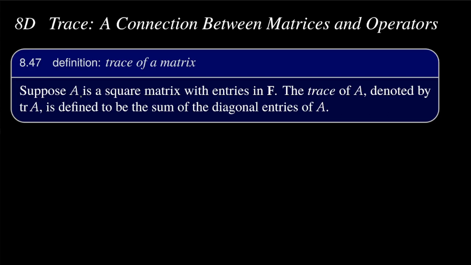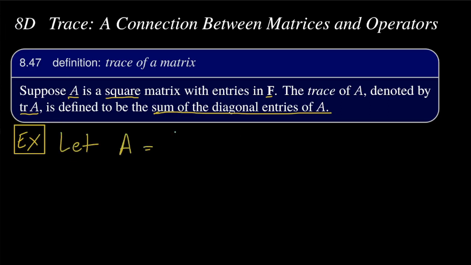So the trace of a square matrix, so an n by n matrix with entries in some field F, its trace, which we'll denote by tr A, is defined to be the sum of the diagonal entries of A. Here, quick example. This is not a hard concept, so we'll just do one example. Okay. Let's let A be the matrix. How about 3, minus 1, 2, 3, 2, minus 3, 1, 2, 0.